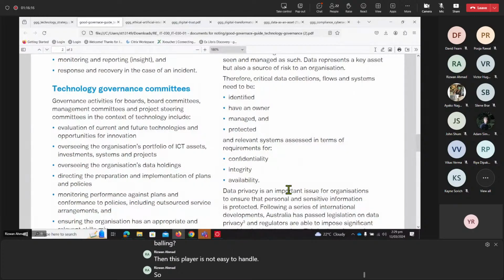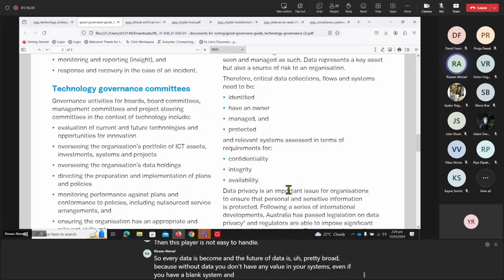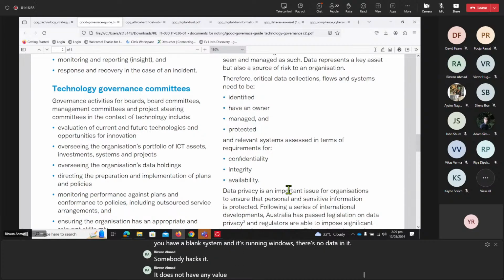So the future of data is pretty broad, because without data you don't have any value in your systems. Even if you have a blank system running Windows, with no data in it, and somebody hacks it, it does not have any value. So data these days is very important.